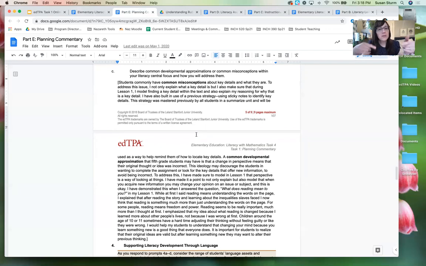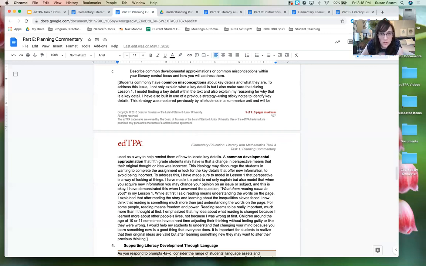And then common misconceptions relates more to, so developmental approximations relates to the student's cognitive and behavioral development, whereas common misconceptions really relates to their knowledge. What are they going to need extra support in understanding academically, because maybe they're not quite there yet. Synthesizing is a very sophisticated strategy for 5th graders. What might they have a hard time with?